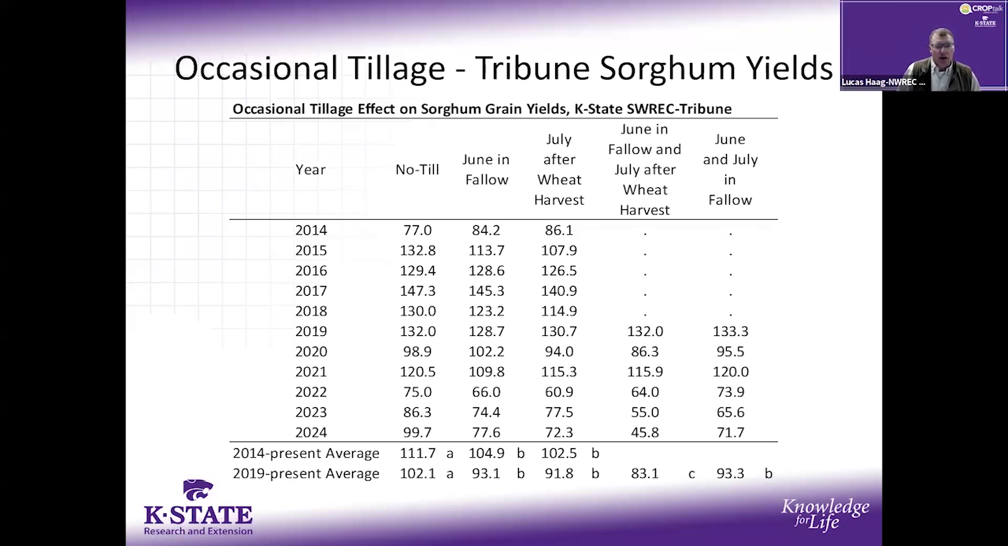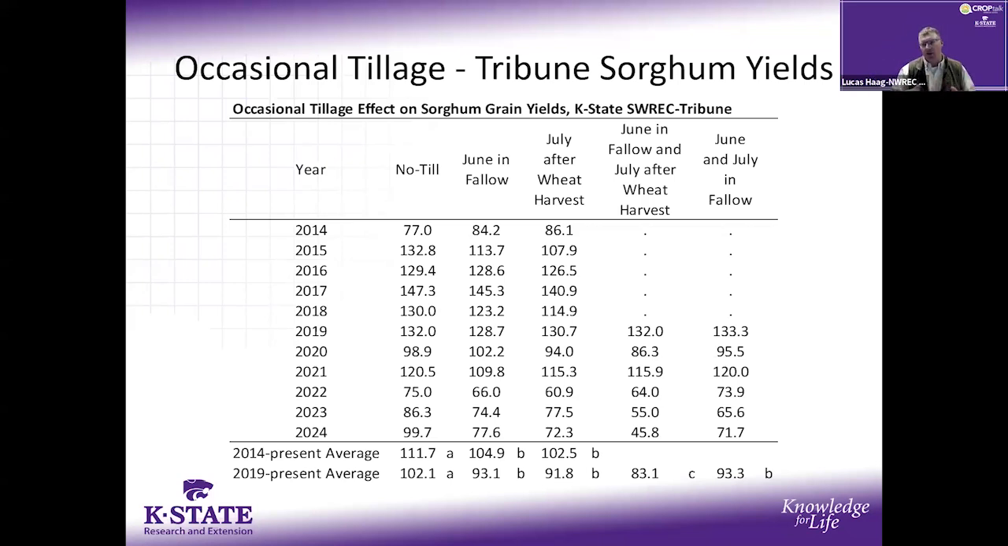With the full set of treatments from 2019 to present, we're at 102 bushel on the no-till sorghum, 93 if we till it once during summer fallow, 92 if we till it after wheat harvest. If we till it once in fallow and once in July after wheat harvest, that's given us our lowest yield, coming in at 83. And then if we till it twice during summer fallow, also coming in at about 93. Now, important to point out, at Garden and at Hayes, they have not seen this same response in sorghum yield that we are seeing at Tribune.